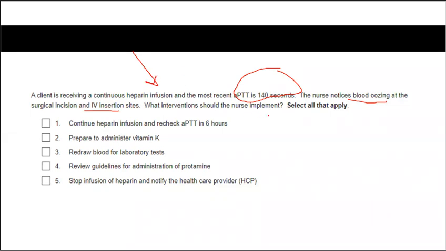What intervention should the nurse implement? Okay, we don't need to continue this because the client is obviously bleeding. Well, we don't need to prepare vitamin K. Vitamin K would not be required here because we are using heparin. Rather, we'll need to administer protamine. So number 4 would be a correct answer. We don't need further assessment. The client is in distress, so we can eliminate this. We'll need to stop the infusion and contact the healthcare provider. So options 4 and 5 would be our correct answer.